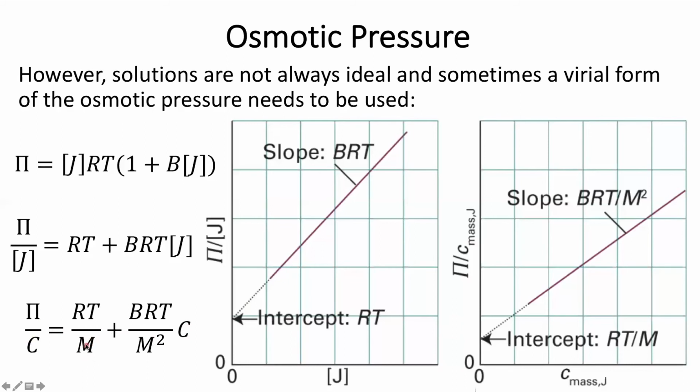And once I have the molecular weight, then I can use my slope, which gives me BRT over molecular weight squared, to determine my second virial coefficient. So whether we're trying to just determine the second virial coefficient, because I need to use the osmotic pressure at high concentrations, we can use this first technique of plotting it out. But if I'm trying to still determine molecular weight, we can essentially use this modified form.